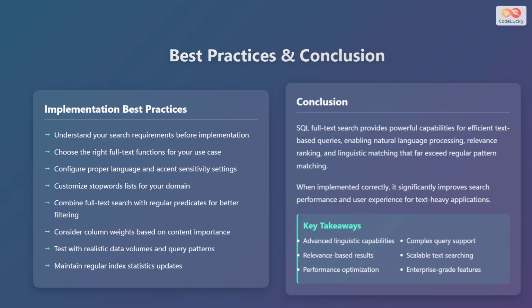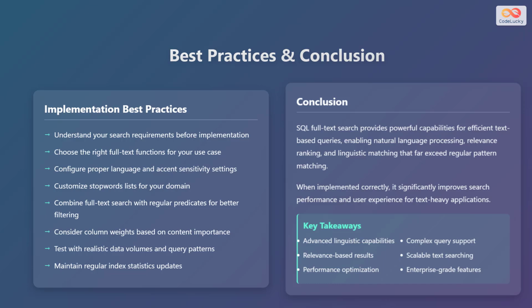Let's conclude with some implementation best practices. Understand your search requirements before implementation, choose the right full-text functions for your use case, configure proper language and accent sensitivity settings, customize stop words lists for your domain, combine full-text search with regular predicates for better filtering, consider column weights based on content importance, test with realistic data volumes and query patterns, and maintain regular index statistics updates.